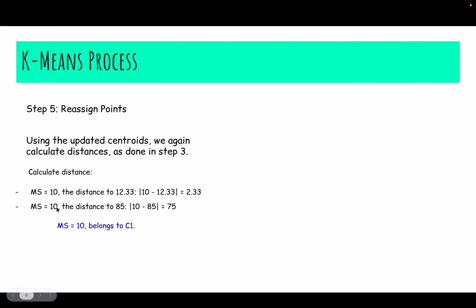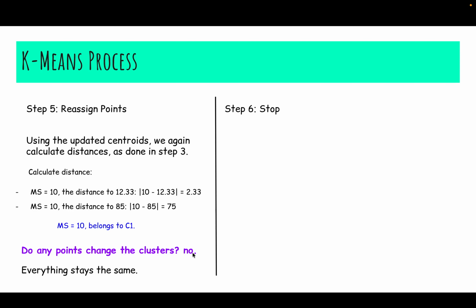And similarly, for this specific data point, when it comes to this specific centroid, the distance is 75. So this is the nearest centroid, which is 12.33. So it belongs to C1. Now, if you do the same for all the data points for the new centroids, you will get the same set of clusters. So all the data points will belong to the same cluster. Which means, do any points change the cluster? No, everything stays the same.